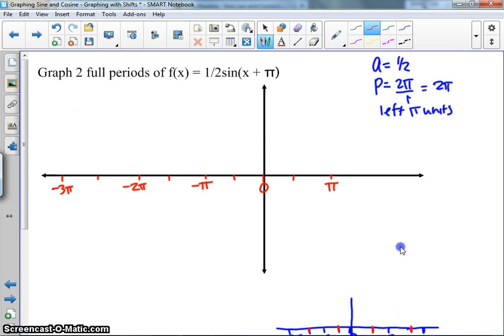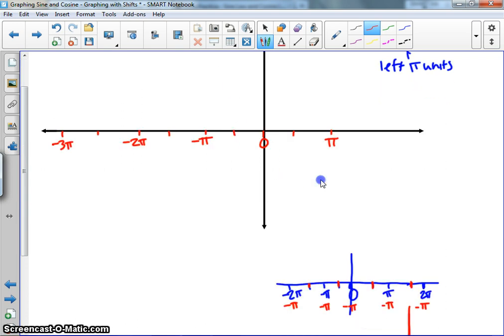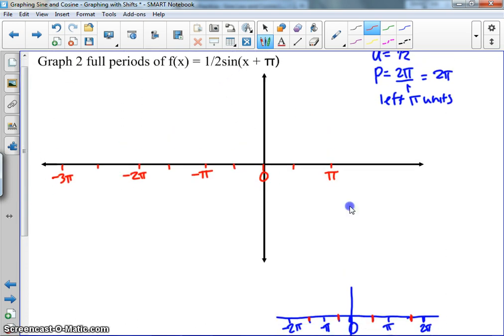Alright, and so getting the points on there I think is the hardest part. And so once you get these points on there, I know this is a sine function, and I know that sine normally starts at the origin, and I'm going to go ahead and label this: it is going to go up to 1/2 and down to negative 1/2 for its maxes and mins.